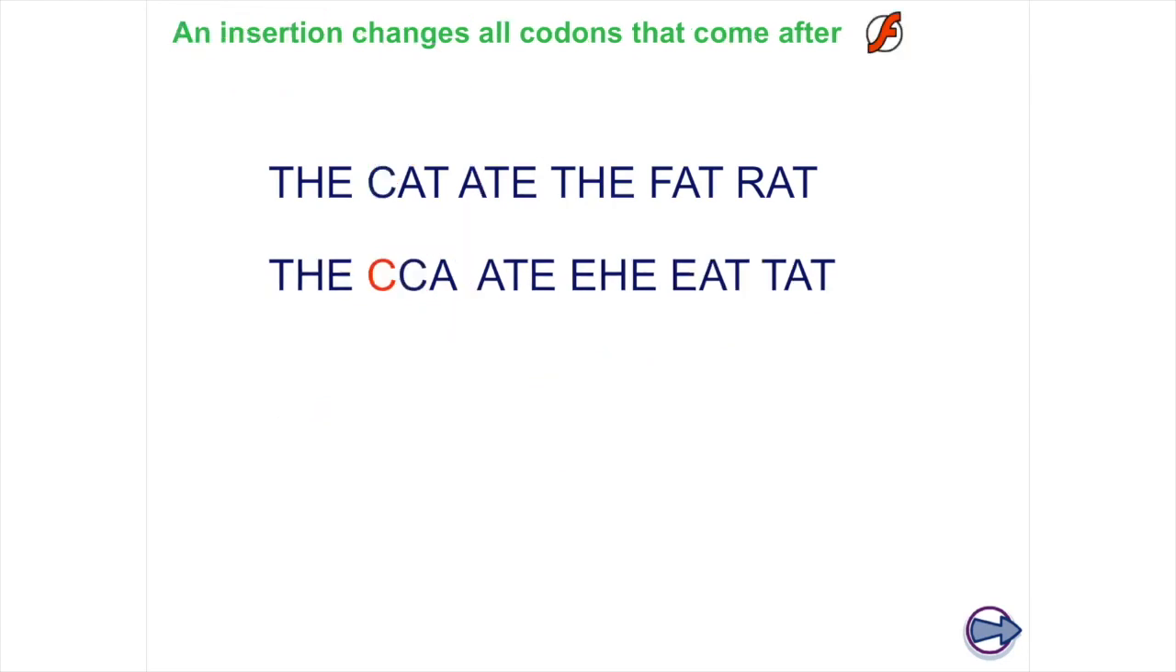The last type of mutation is known as insertion. An insertion is the addition of a base, and it will have more or less the same effect as deletion, because it will also cause a frame shift, meaning that it will affect all of the triplets that come after.